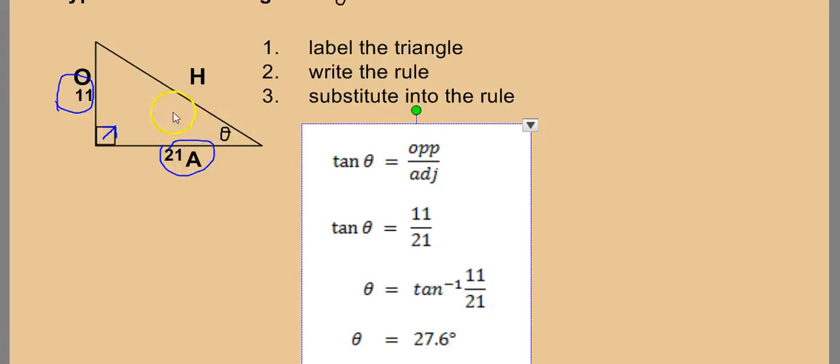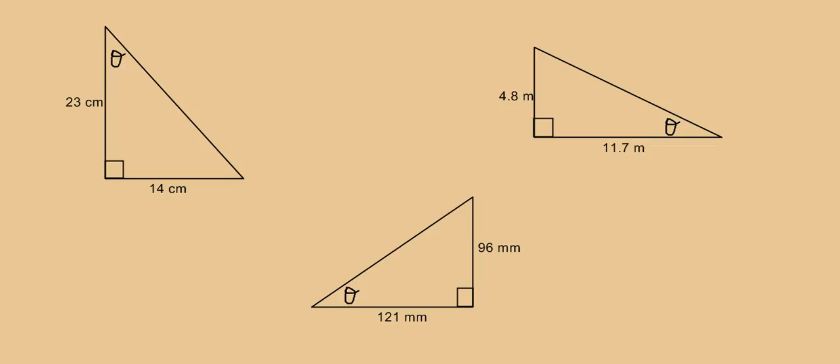Have a little look to see if it makes sense. Our small number is opposite our angle theta, so we're expecting our angle to be less than 45 degrees. It is less than 45 degrees. Makes us very happy. So here we go. Here's 3 ones for you to try. I need you to pause the video, draw the triangle with all the details, label, write the rule, and have a go at using inverse tan.